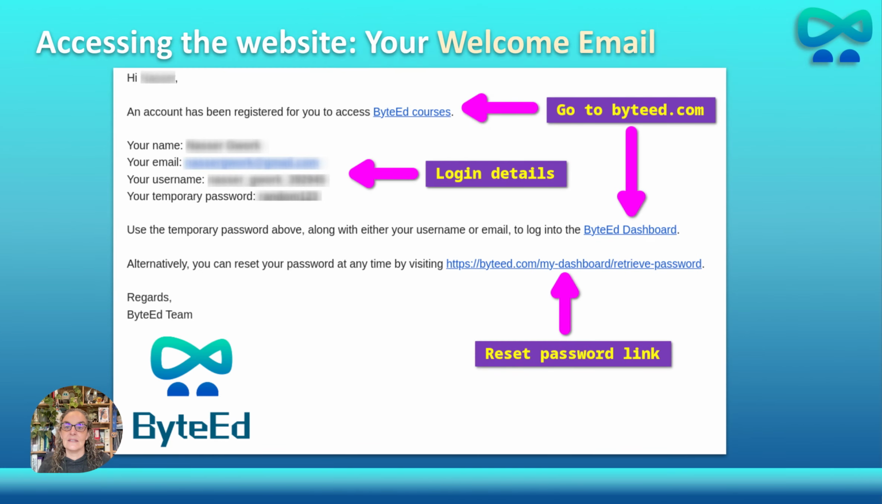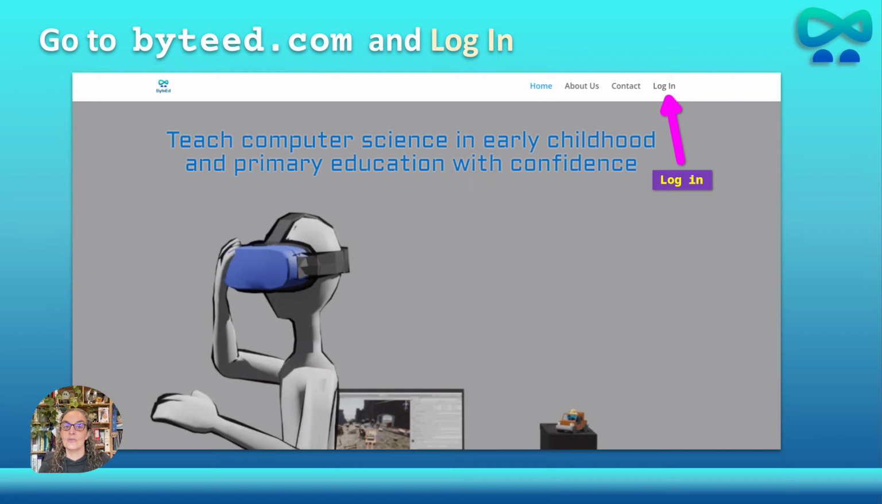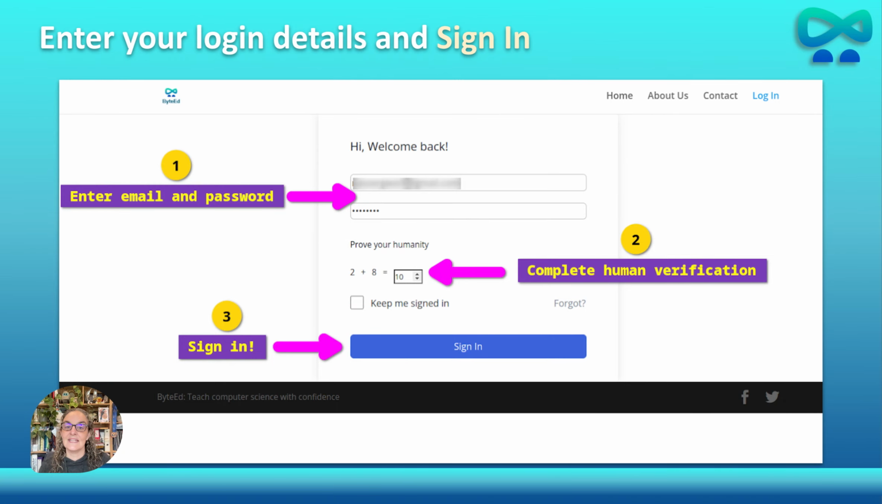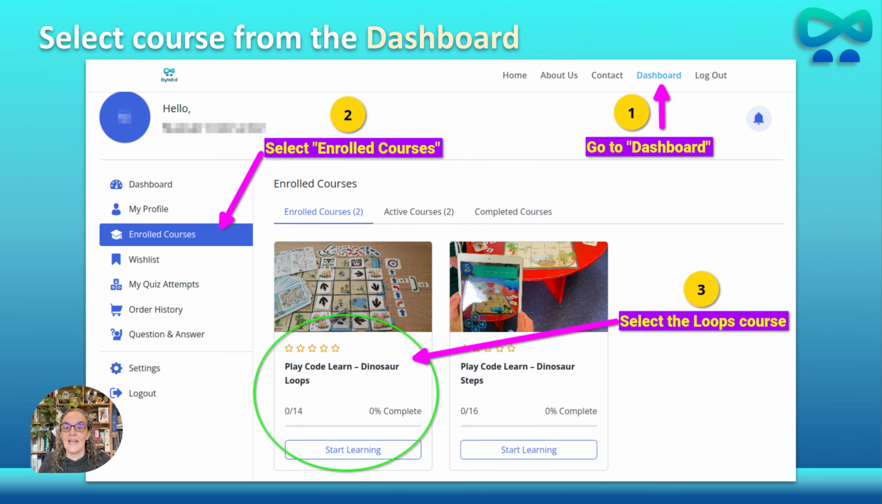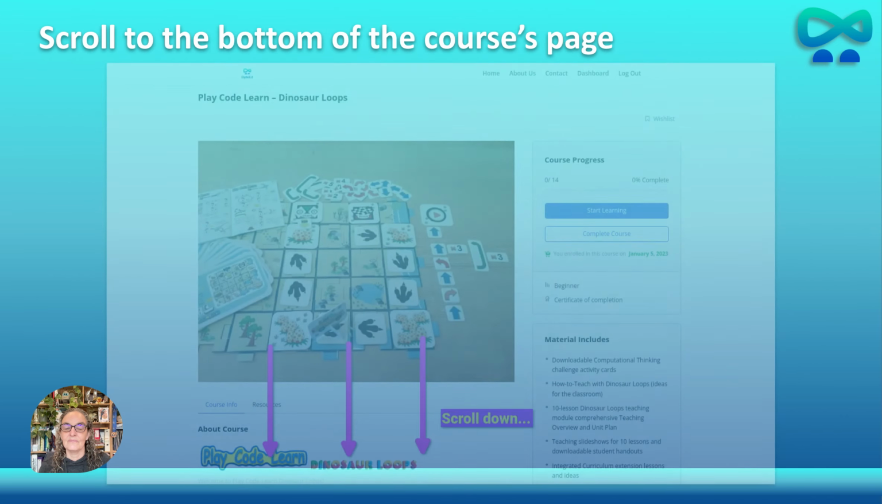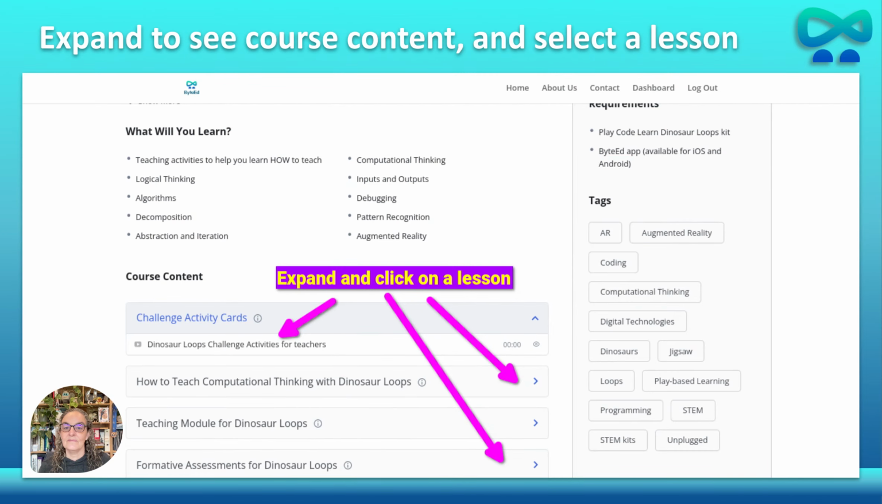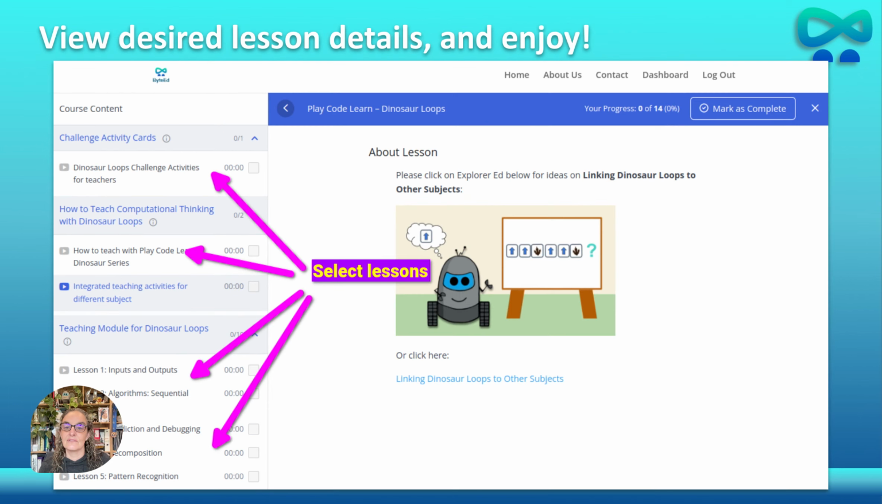So to access the website, you will find that you will have got a welcome email with the codes and the login details. You go to the login information, as you can see here on the byteed.com website. When you head into there, you can sign in and you go into the Dinosaur Loops course. And you can see that there's lots and lots of resources there for you that you can just click, drag and use to your heart's content.